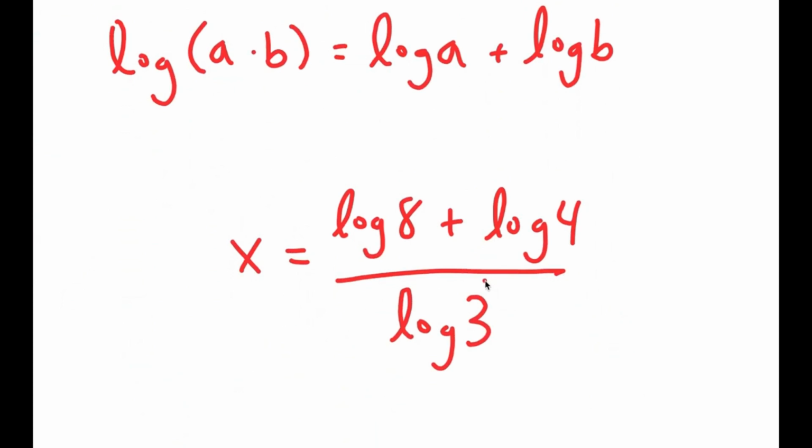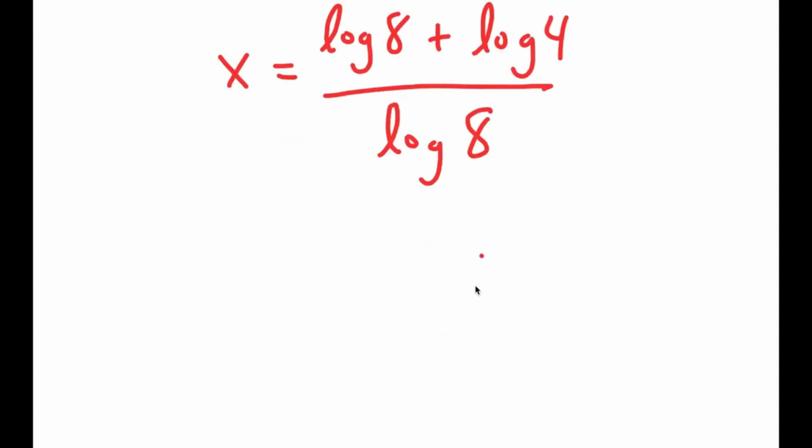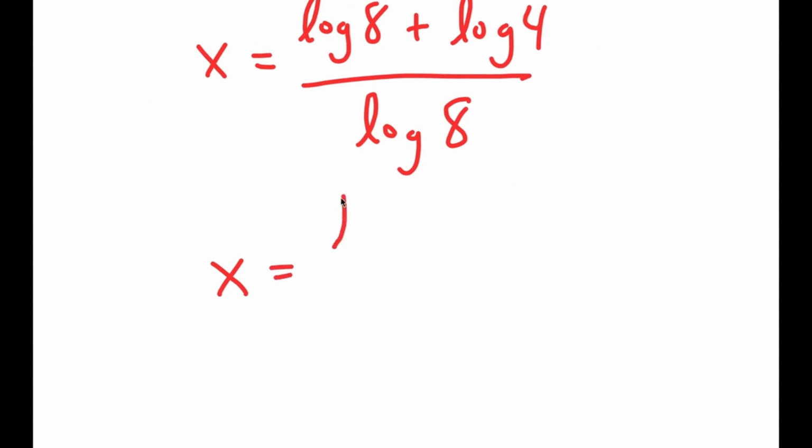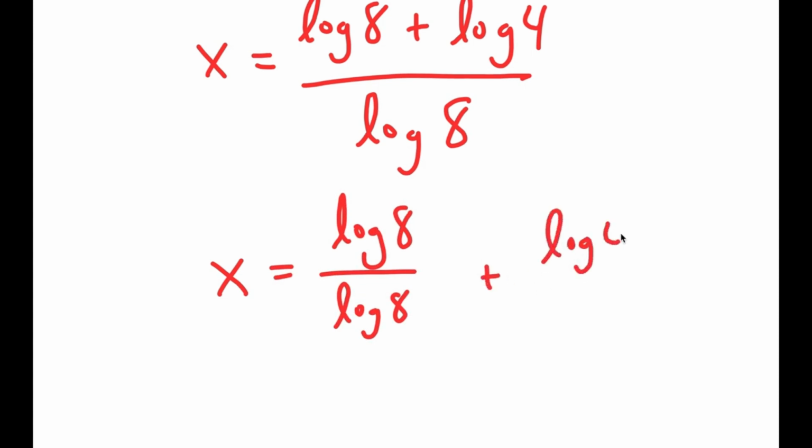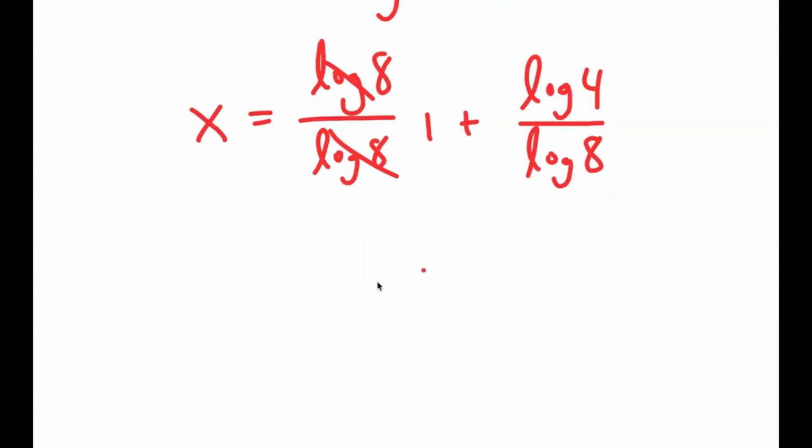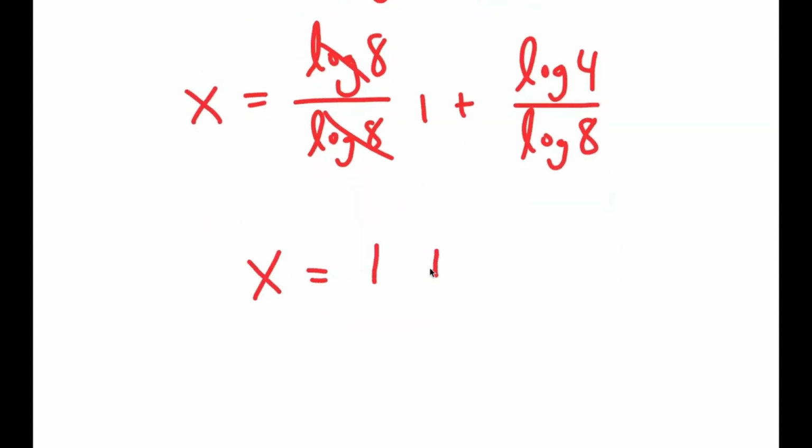Sorry, I have this over log of 8. Now, this turns into log 8 over log 8 plus log 4 over log 8. So now these two cancel out to get 1. So I get x is equal to 1 plus log of 4 over log of 8.